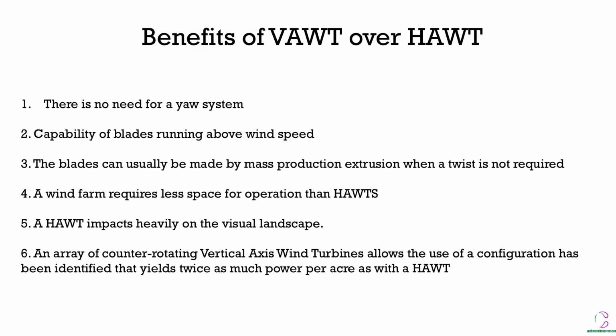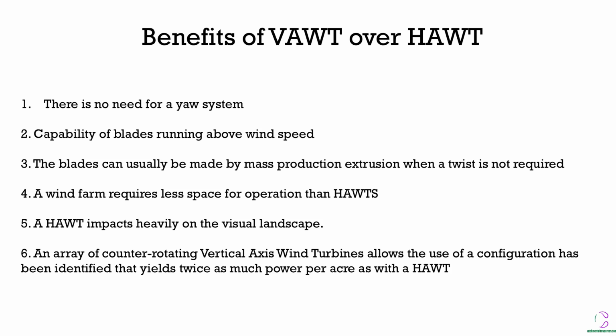There's also this understanding that vertical axis wind turbines affect birds less than horizontal axis wind turbines. Then an array of counter-rotating vertical axis wind turbines allows the use of a configuration that has been identified that yields twice as much power per acre as with a HOT. Again, in the last page of this presentation, we are going to look at how it's possible to have more power per meter square or acre for a vertical axis wind turbine than for a horizontal axis wind turbine.